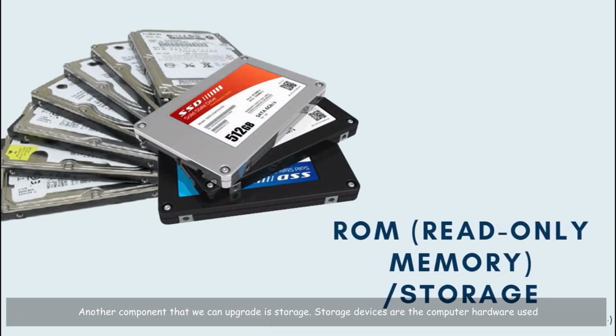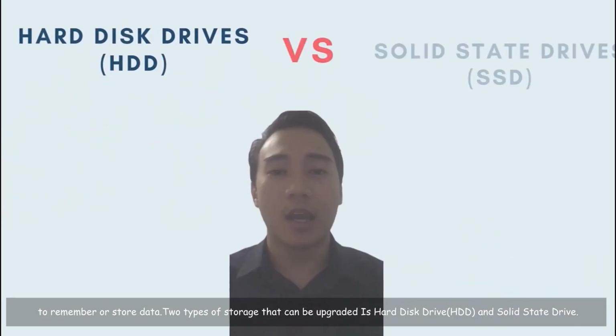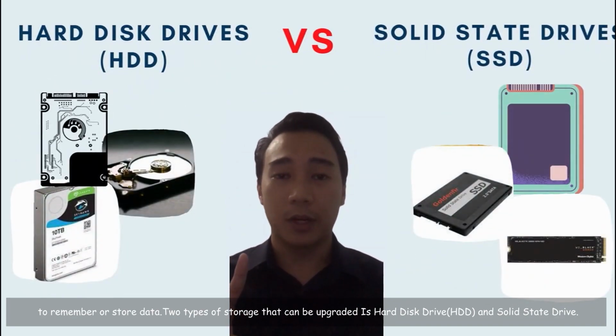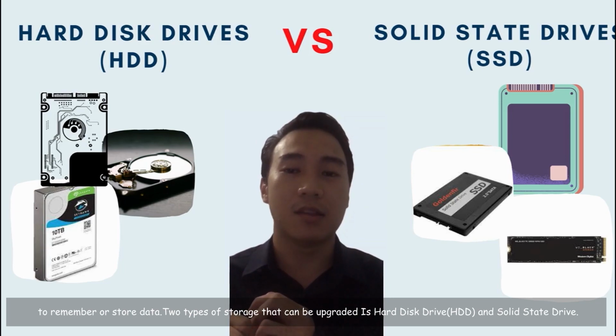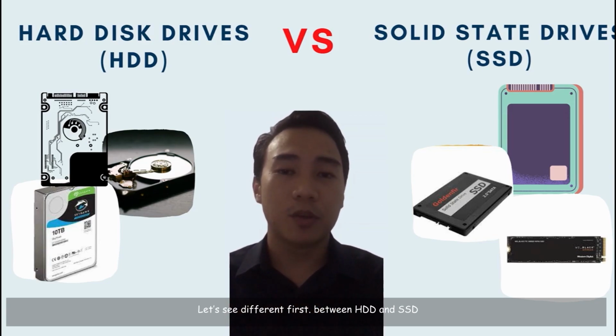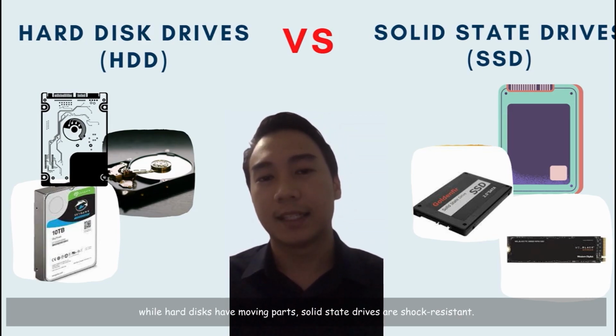Another component that we can upgrade is storage. The storage device of a computer is to remember or store data. There are two types of storage device that we can upgrade. The first one is hard disk drive, HDD, and the second one is solid state drive, SSD. Now let's see the difference between SSD and HDD.